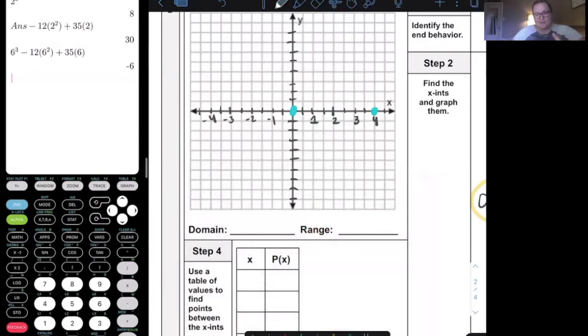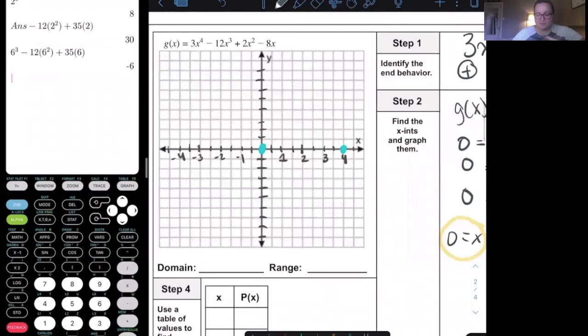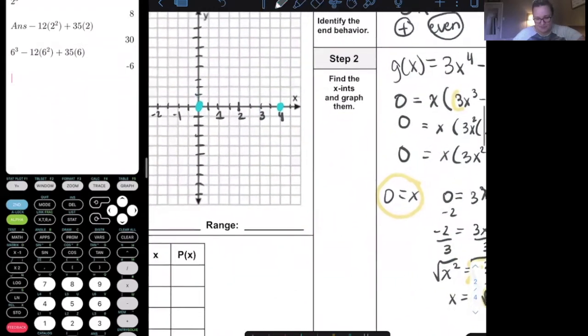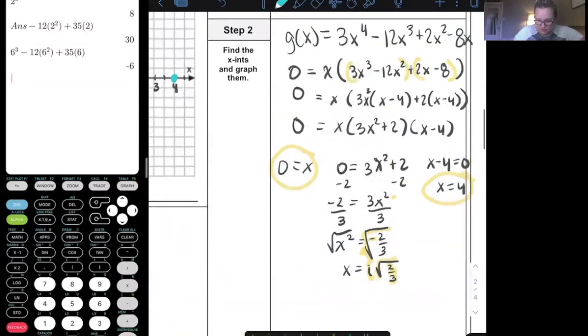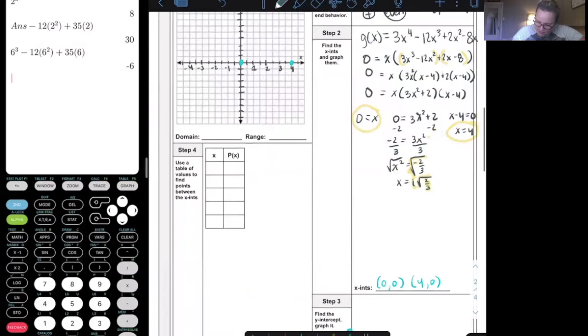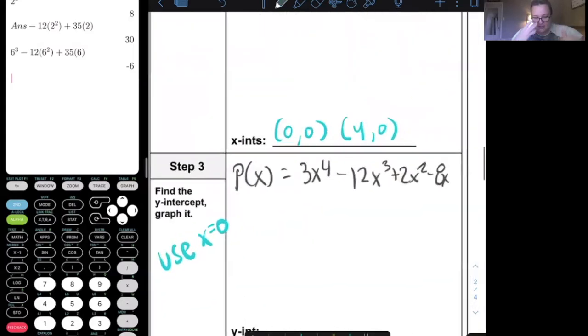And then I'm going to wait to label my y-axis until we do steps 3 and 4 to get a feel for what I need to count by, because I'm pretty sure this graph has some crazy numbers. Okay, so we've plotted those x-intercepts. Let's keep going. Let's find the y-intercept. Remember, you always use x equals 0. So that original equation was p of x equals 3x to the 4th minus 12x cubed plus 2x squared minus 8x. And we're just going to plug in 0 for all of those x's.